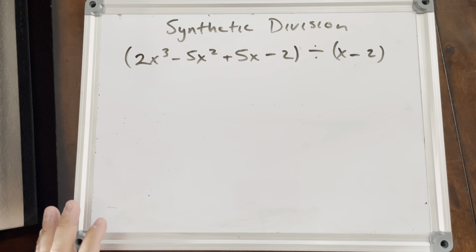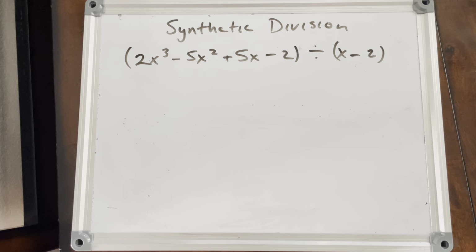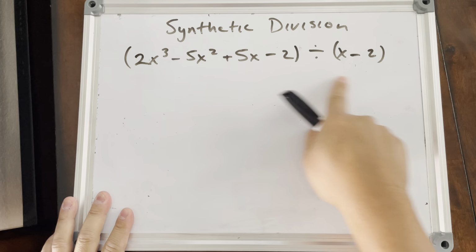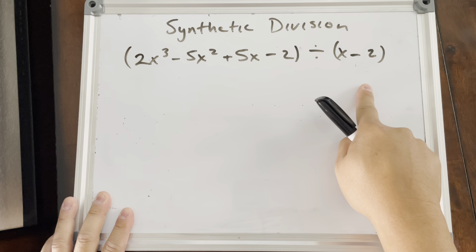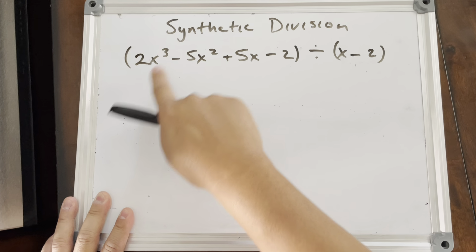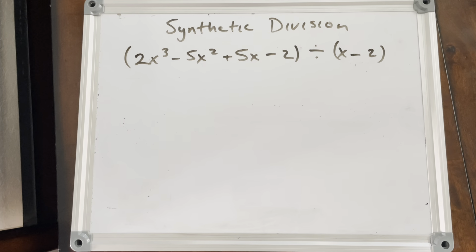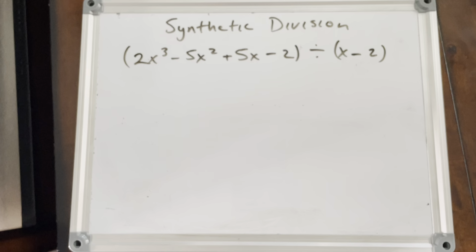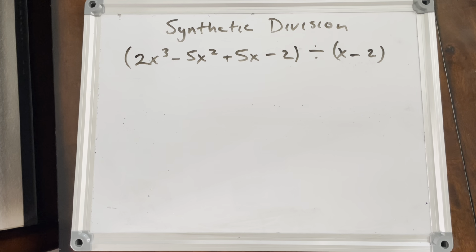Okay, what we have for today is synthetic division. If you remember last time, what we did was long division, where if you saw a division like this, you would make your division house, this would go on the outside, this would go on the inside, right? But there's actually an easier way to do it, and it's called synthetic division.